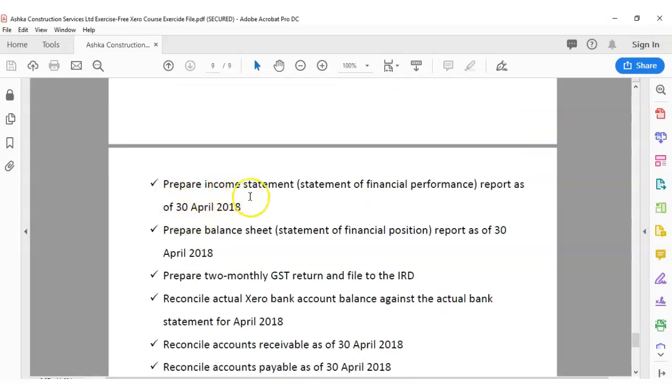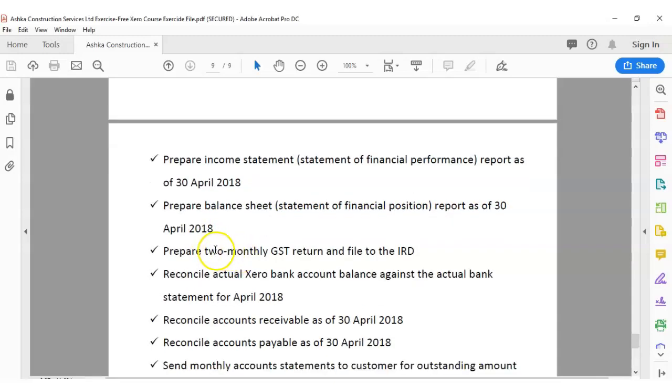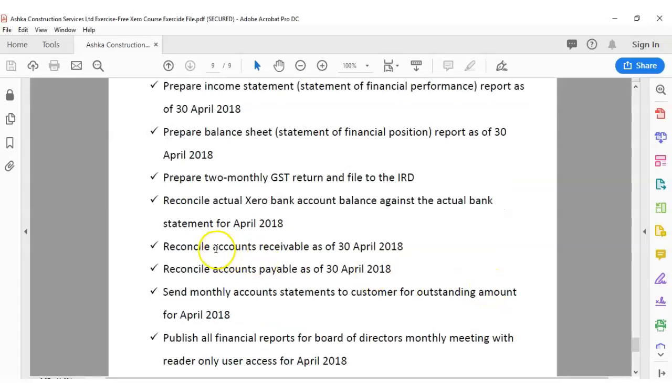And also prepare income statement of financial performance report as of 30th of April 2018. Prepare balance sheet report with statement of financial position report as of 30th of April. Prepare 2 monthly GST return and file to the IRD. Reconcile actual Xero bank account balance against the actual bank statement for April 2018. Reconcile accounts receivable as 30th of April 2018. Reconcile accounts payable as 30th of April 2018.